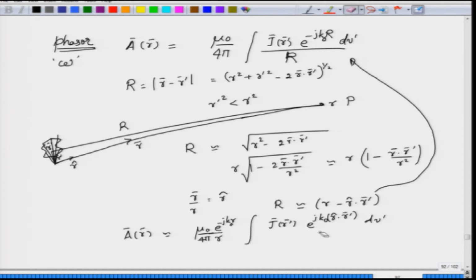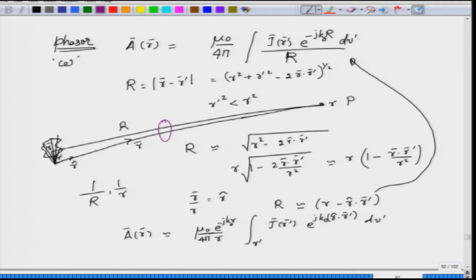Okay. The reason why I was able to do this, and of course this is the volume integral, is because in the denominator it does not matter whether you take 1 by capital R or 1 by small r, because as you can see from this picture, these two are essentially equal to each other.